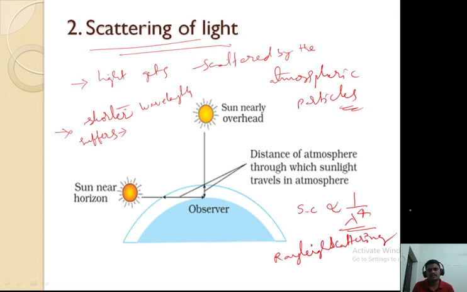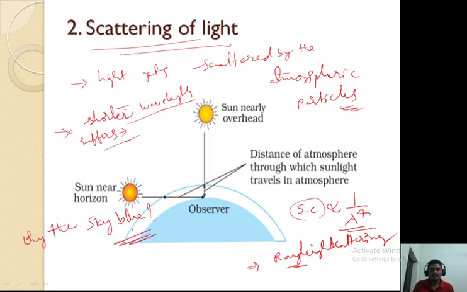So this is just an observation. What happens when light passes through the atmosphere is that it gets scattered by the atmospheric particles, and shorter wavelengths scatter much more than the longer wavelengths, with the amount of scattering inversely proportional to the fourth power of the wavelength. This was observed by Rayleigh, so it is known as Rayleigh scattering.